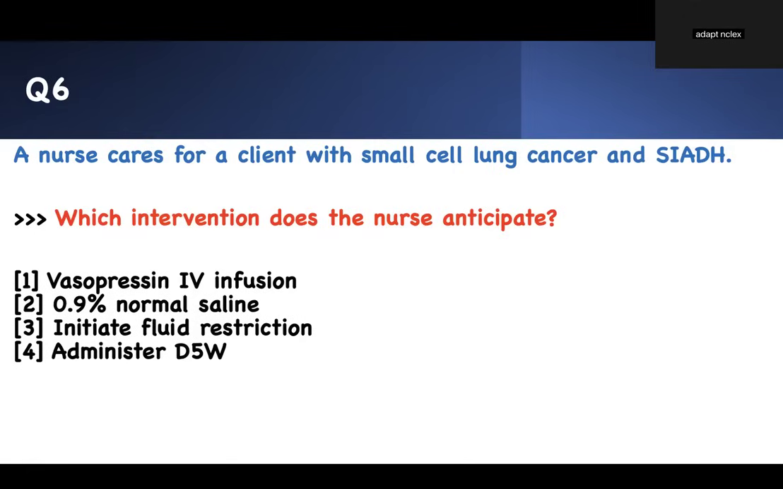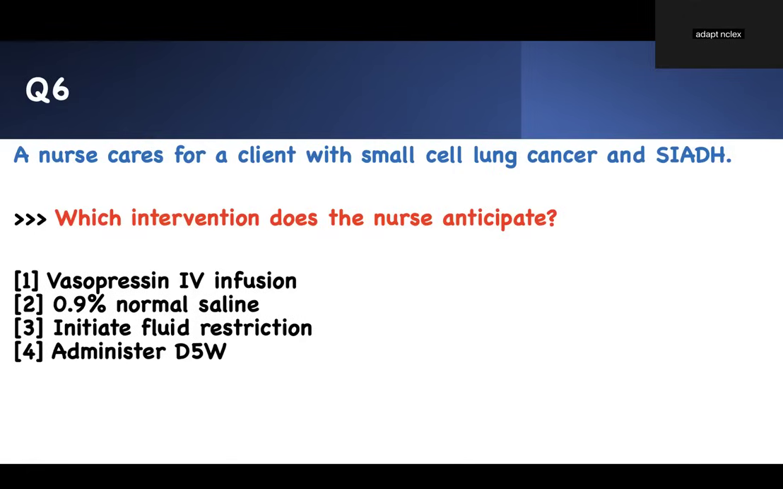You have too much fluid. Should I give you fluid? No. Yes. It's both no and yes. What does that mean? I can give you fluid, but I have to give you fluid that will correct your sodium. 0.9% will not correct your sodium. You need 3%. Number 2 is gone. Number 4, you need hypertonic saline.